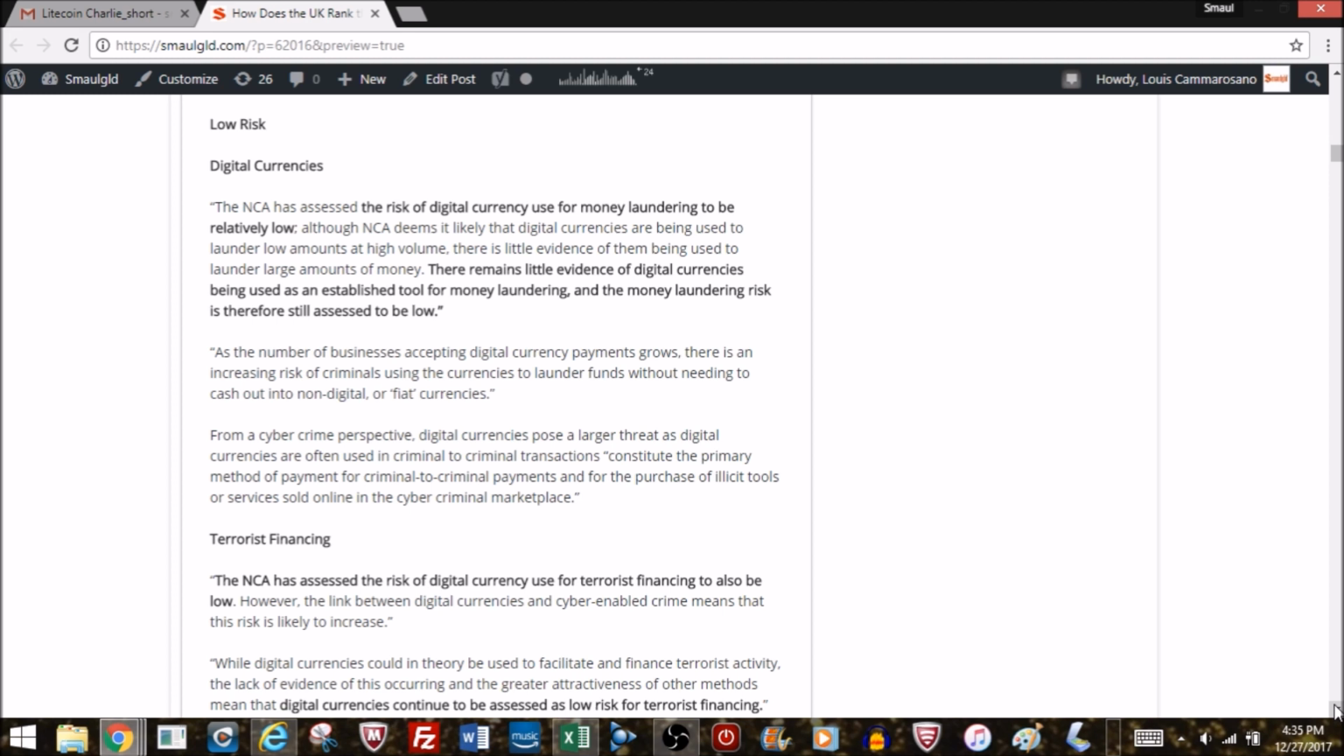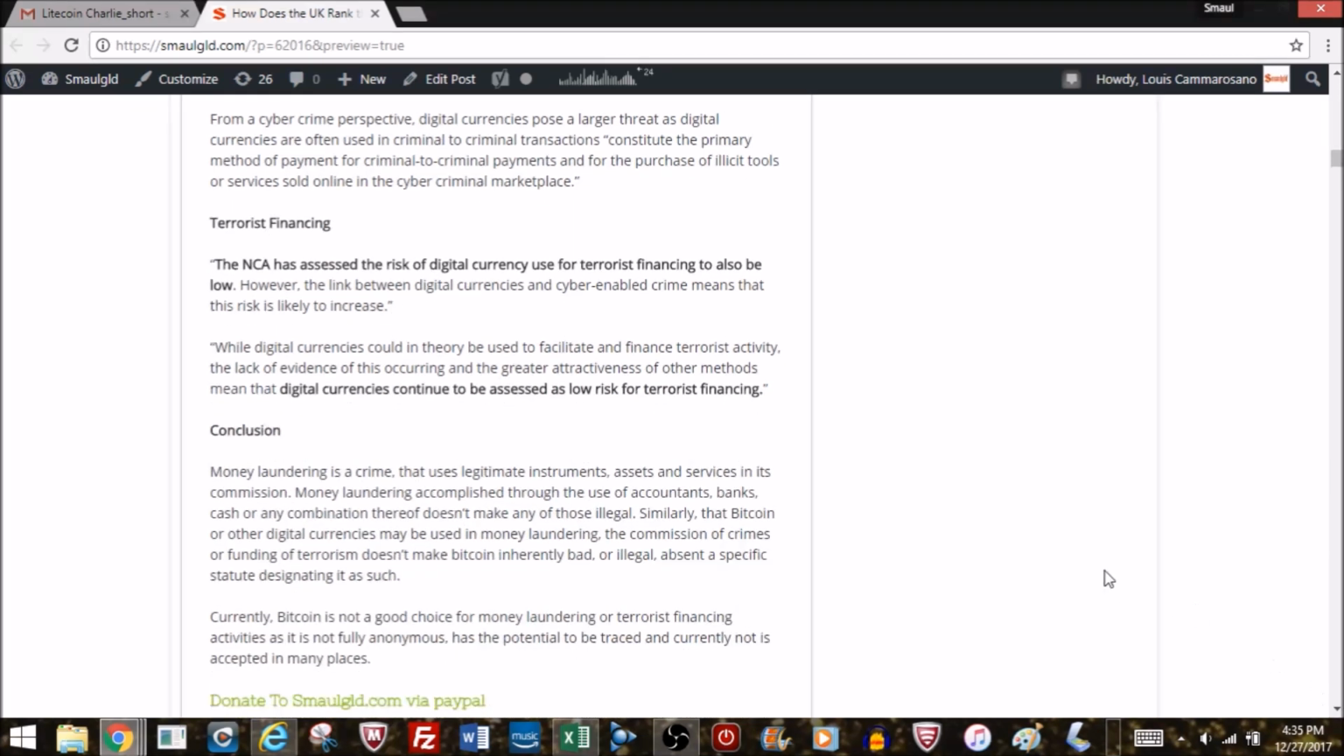marketplace. Now, as to terrorist financing, the NCA has assessed the risk of digital currency use for terrorist financing to be also low. However, the link between digital currencies and cyber-enabled crimes means the risk is likely to increase. So you can guess a criminal conspiracy or activity could raise funds in Bitcoin, and then perhaps use that to finance terrorist activities. What does all this mean, though?